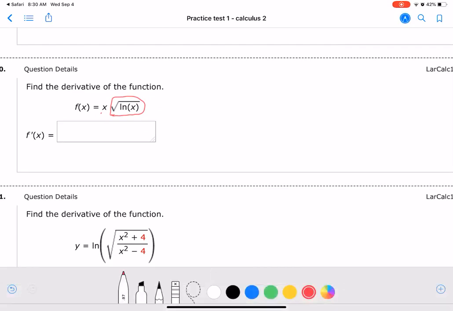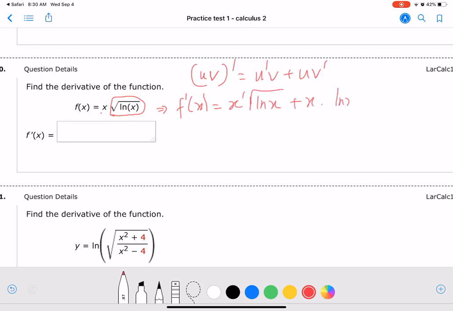Okay, so I use the product rule. The product rule says (uv)' is u'v plus uv'. I write f' equals the derivative of x, which is 1, times ln of x to the 1/2, plus x times the derivative of ln of x to the 1/2, because the square root is power 1/2. So the derivative of x is just 1. The first term is just the square root of ln of x. And the second term, I need to differentiate this function. I will calculate that separately.